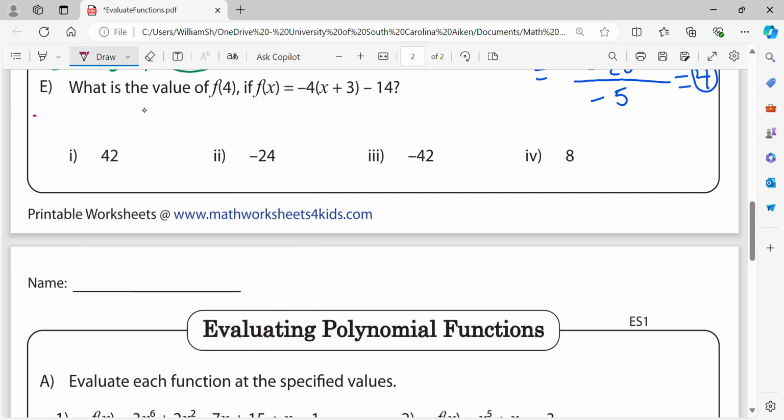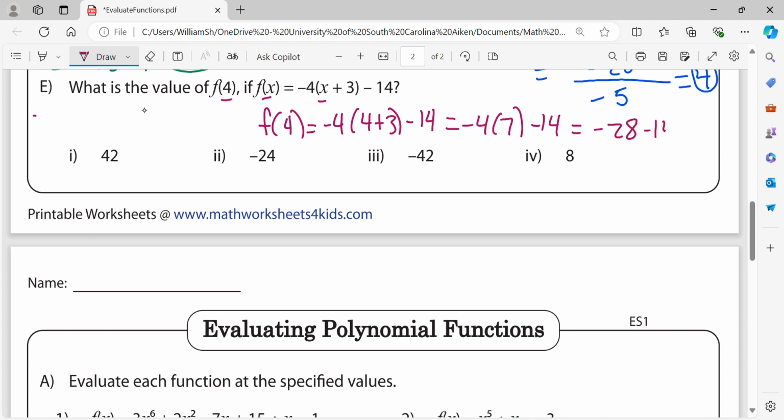Alright, so all we're doing is substituting 4 in for x in our equation. So f of 4 here equals negative 4 times (4 plus 3) minus 14. Now, 4 plus 3 is 7, so I'm looking at negative 4 times 7 minus 14. Negative 4 times 7 is negative 28, minus 14. Negative 28 minus 14 should give us negative 42. So our answer here should be number 3.